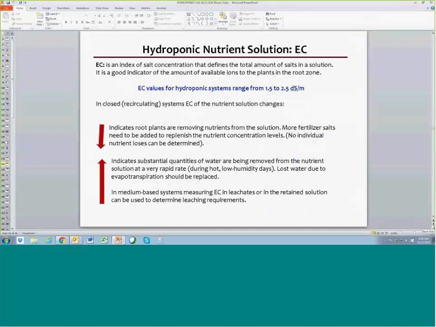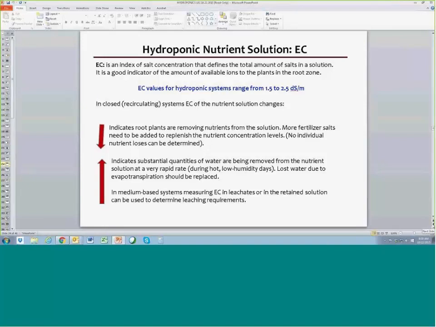All right, so EC stands for electrical conductivity, and it's an index of the salt concentration in the solution. It is an indicator of the availability of the ions that are important for plant root uptake. Typically, a good range of EC values for a hydroponic system is from 1.5 to 2.5. It's important to monitor the EC, not only the pH. If the EC is going down, it indicates that the roots are removing nutrients from the solution, and then you need to apply more fertilizers to replenish the nutrient concentration.